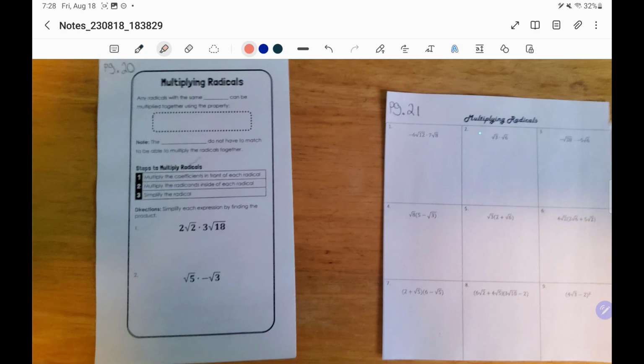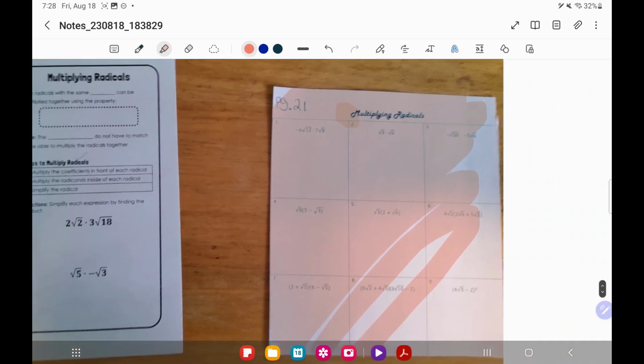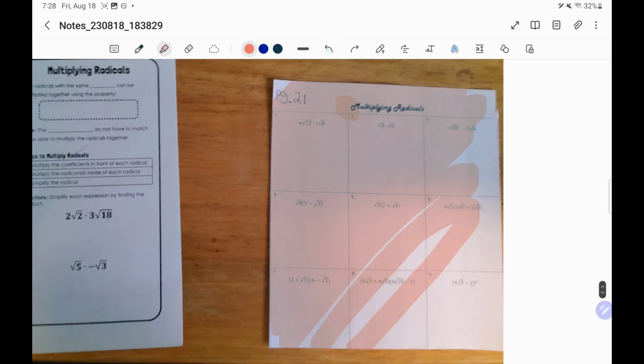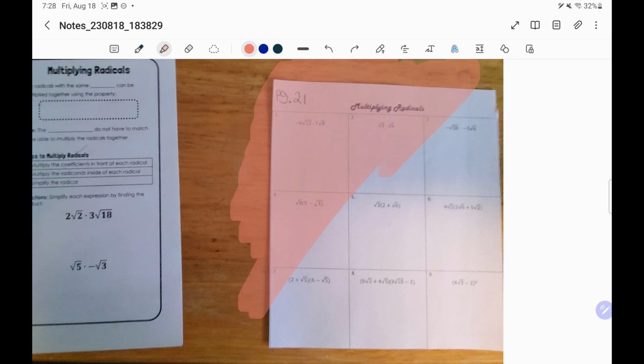Now the other one, this one over here, is going to go on page 21. That's the one we're going to go ahead and do. Let me go back, that doesn't look too good. There we go. So this one is going to go on page 21.